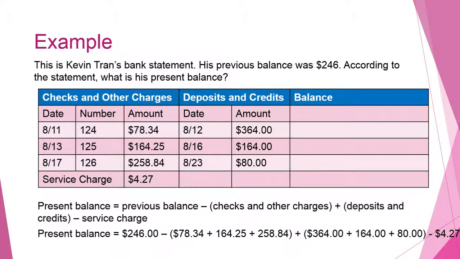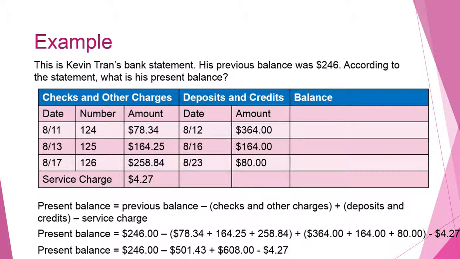So we plug in all the numbers. In order of operations, let's go ahead and do what is inside the parentheses first, giving us $246 minus the first set of parentheses, which is $501.43. The second set of parentheses is $608, and then minus $4.27 from the service charge. So the balance is going to be, let's see, $348.30. And Kevin's balance would be $348.30.